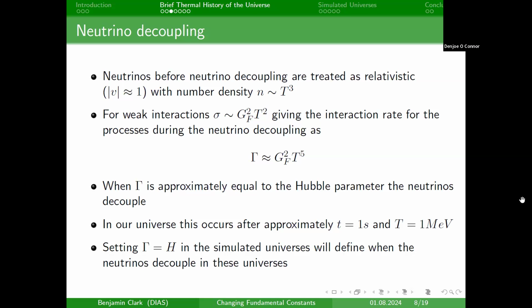So in our universe, neutrinos decouple after approximately 1 second, when the temperature is about 1 mega electron volt. And like I've said, setting the interaction rate equal to the Hubble parameter will define when the neutrinos decouple in the simulated universes that we'll make. So the temperature and the time won't be exactly the same.